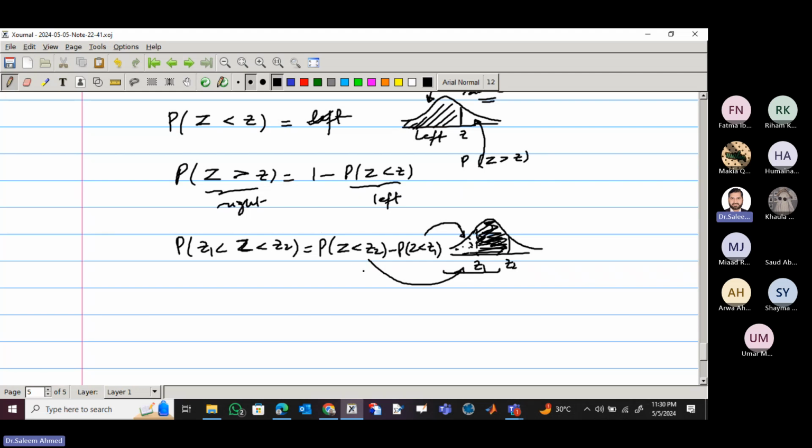So these two directly come from the table, because it is the left of Z2 minus the left of Z1. Here it is left of Z2, and this one is left of Z1. So if you subtract left of Z1 from left of Z2, you get just the middle area.